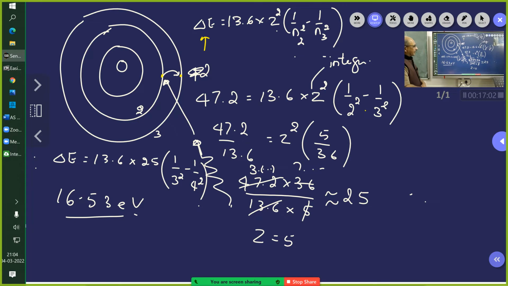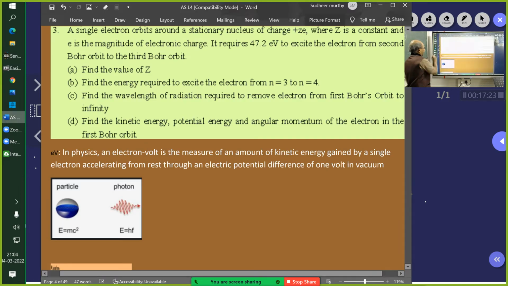Yes. So you have to excite it. You have to supply a photon. Sorry, not necessarily a photon. Even thermal energy can do that. But the energy that has to be supplied to an electron, which is in the third orbit, and if you want to cause it to jump to the fourth orbit, then you should provide so much amount of energy. Okay, shall I proceed? Yes, sir.